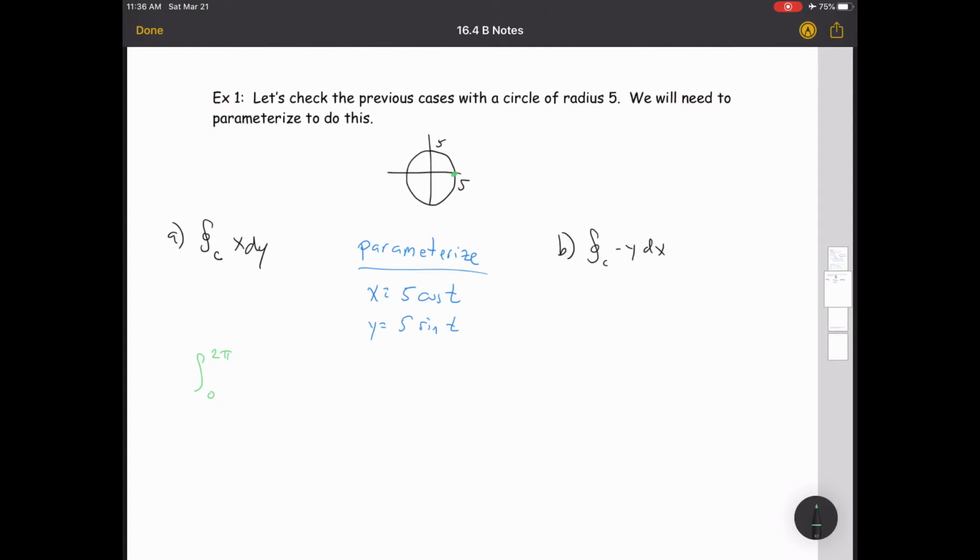And then if t is pi halves, cosine is 1. I'm sorry, cosine is 0, so there's no x value, and sine is 1, so that's going to put us up here.